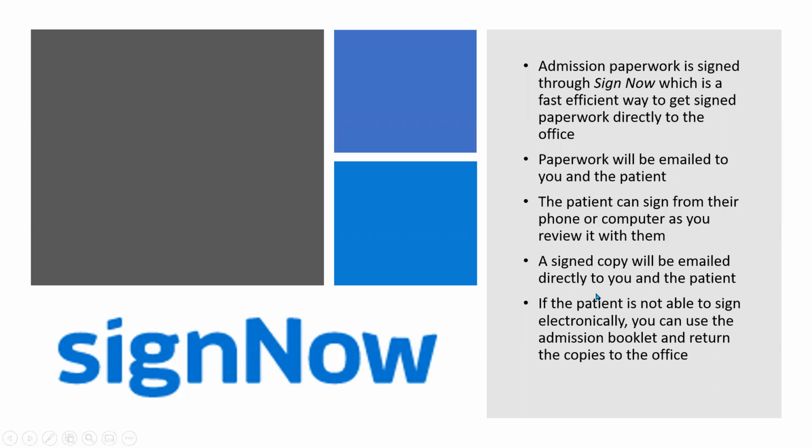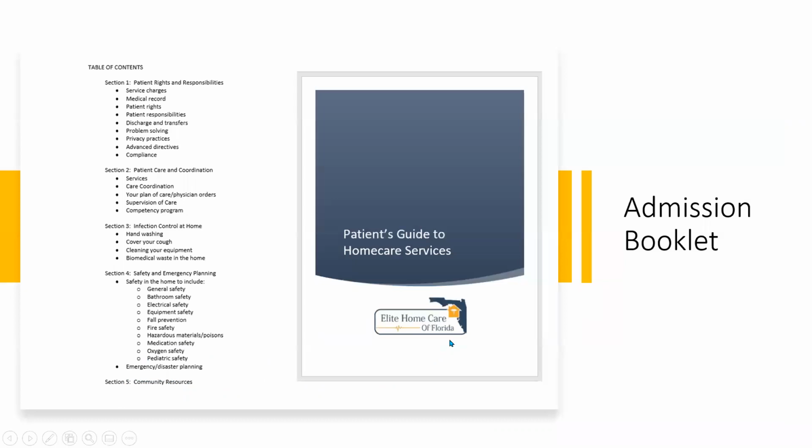And if the patient is unable to sign electronically, you can use the admission booklet forms and return those copies to the office. Each patient will receive an admission booklet, the patient's guide to home care services. There's no need to read this booklet line by line to the patient, but it is important to review the table of contents with them so they understand what is in it.